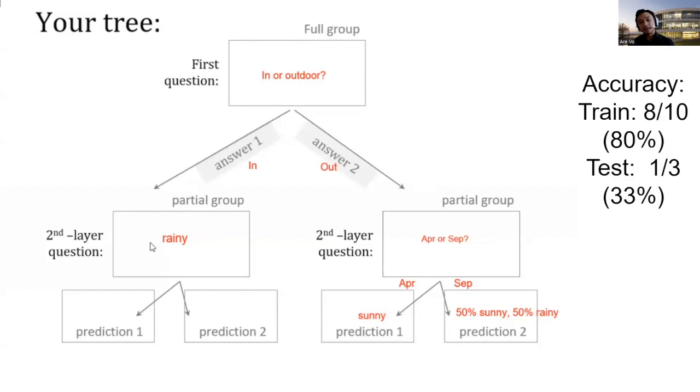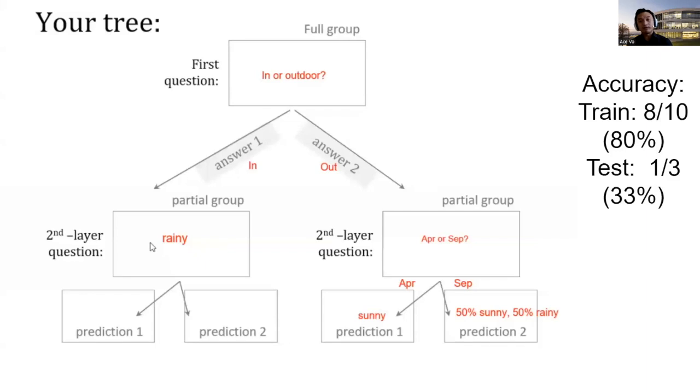Now, the first question says indoor or outdoor. The answer number 2 is outdoor. Then on the second layer, you ask another question: are you an April or September person? If it's an April person and you're outdoor, then you are sunny. And if you are outdoor and you are in September, then you are 50-50 on sunny and rainy. So the result we have here is 8 out of 10 people correctly identified, which is 80%, which is great, right?